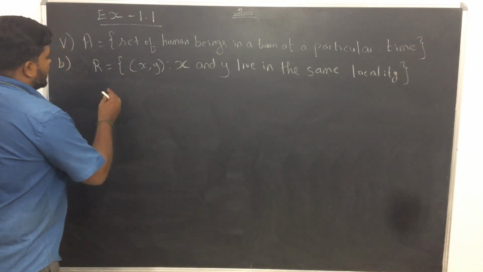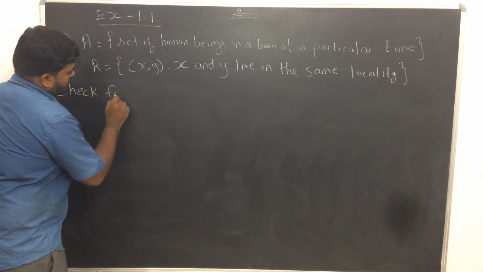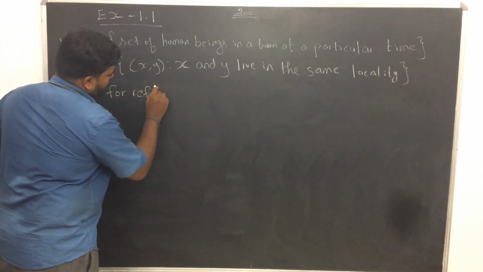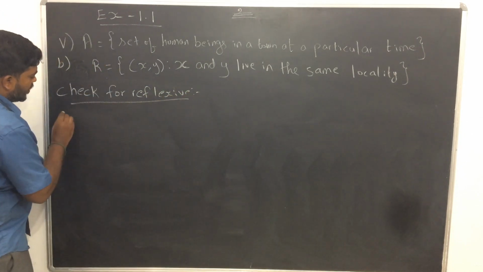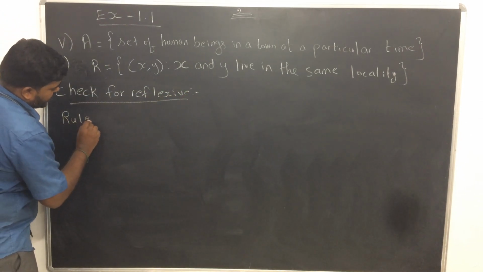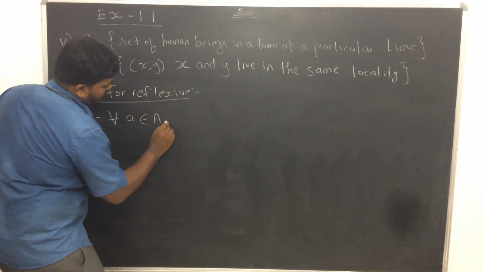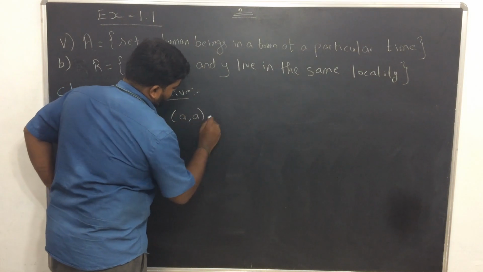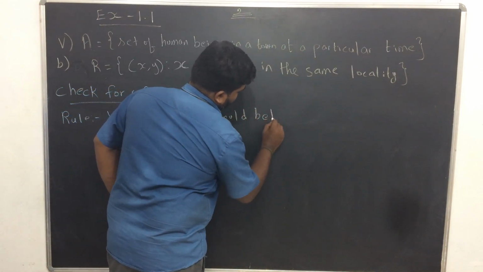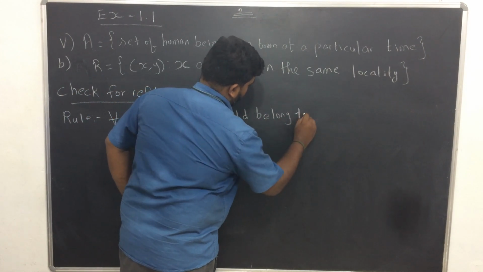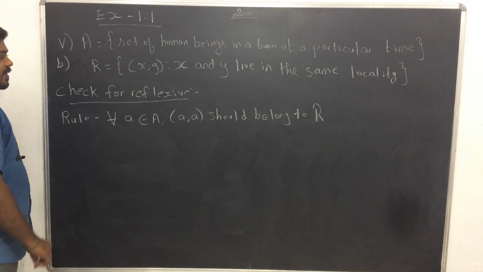Okay, so let's start by checking for reflexive. What is the general rule for any relation to be reflexive? The rule states that for every a belonging to A, the pair of the form (a, a) should belong to the relation R. This is the condition for a relation to be reflexive.